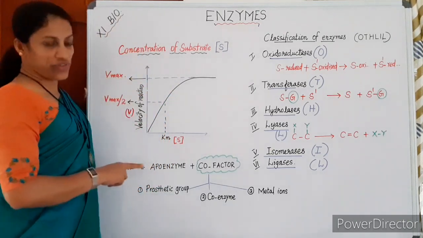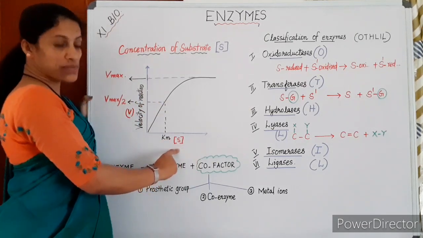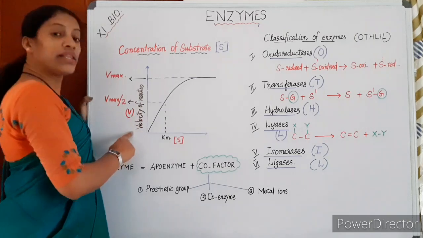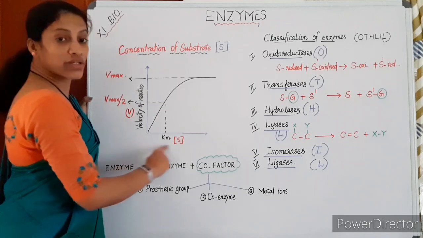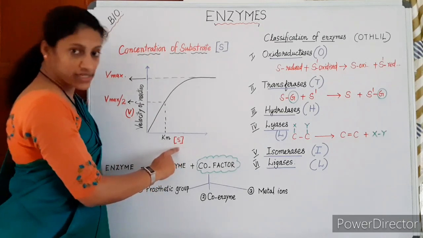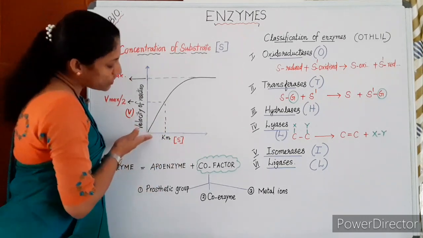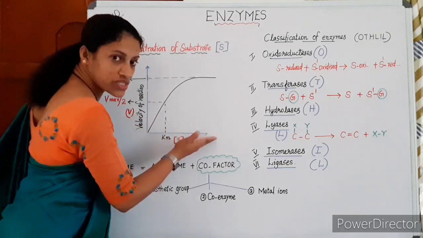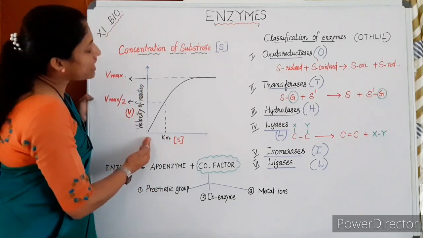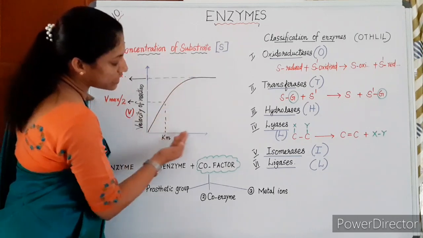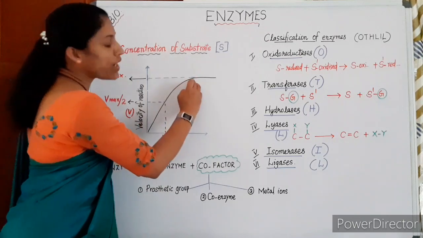The graph gives a different picture. Here you can see along the x-axis the concentration of substrate is taken, and along the y-axis the velocity of the reaction, or the rate of the reaction, is taken. What happens when there is an increase in concentration of substrate? With the increase in concentration of the substrate, what happens to the rate of the reaction? The rate of the reaction increases with the increase in the molar concentration of substrate, then up to a limit.